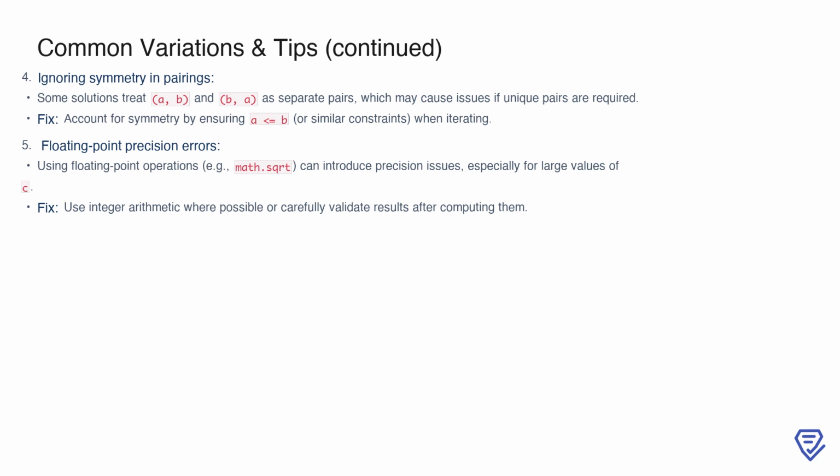Additionally, floating point precision errors can arise when using operations like math.sqrt, especially for large values of c. These errors might lead to slight inaccuracies in the computed values. To avoid this, use integer arithmetic wherever possible or validate results carefully after performing floating point calculations. By addressing these issues, your solution becomes not only more efficient but also more robust.